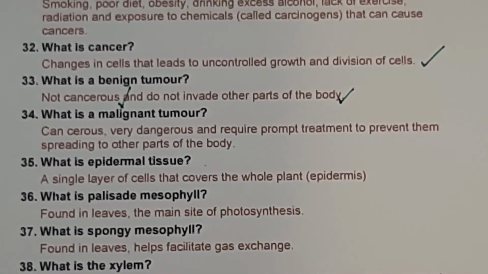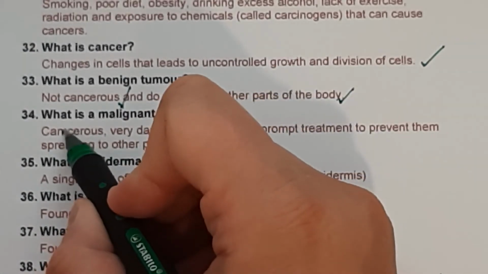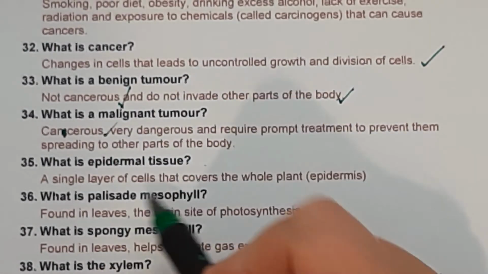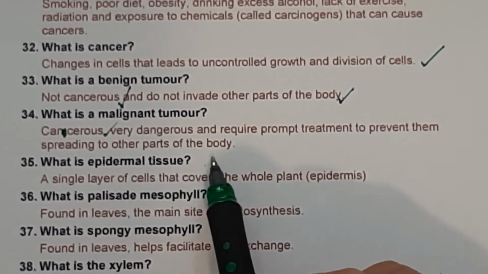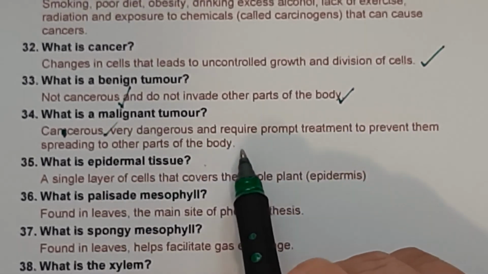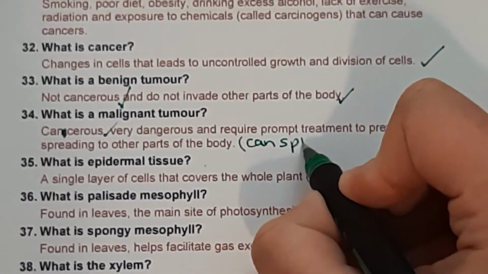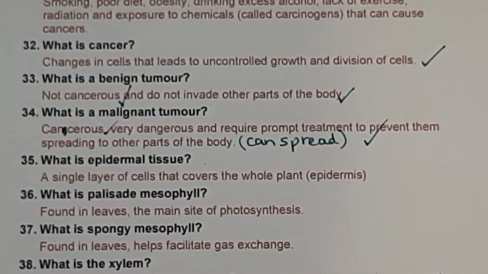Question 34. What is a malignant tumour? So this one is cancerous. Sorry, there should be no space there. So cancerous. So that's the first part of the mark, which is very dangerous. And it requires prompt treatment to prevent it spreading to other parts of the body. Okay. Or you could write that it can spread to other parts of the body. Okay. So again, you need both parts for the mark.